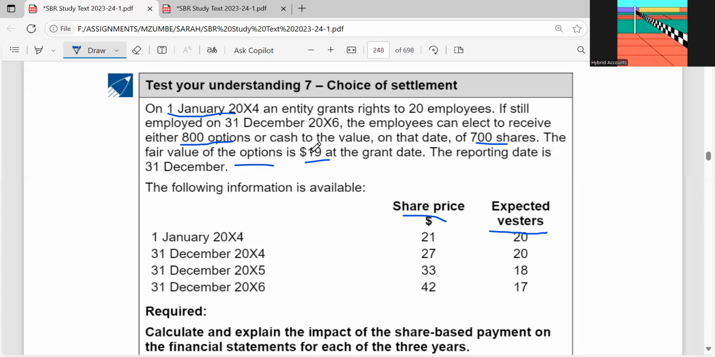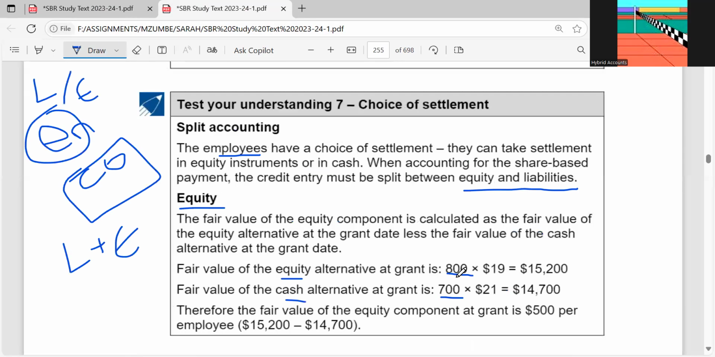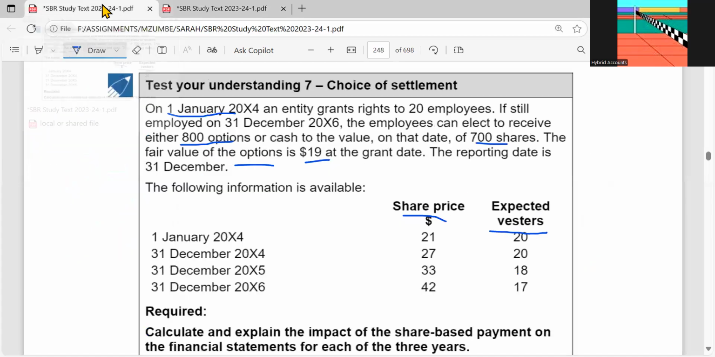And what about this cash? This one: 800 times 19, you get 15,200. How do you get the fair value of the cash alternative at the grant date? You need to know the worth at the grant date, right? Or the cash alternative, right? Grant date is 1st January. You have the 1st January here, right?